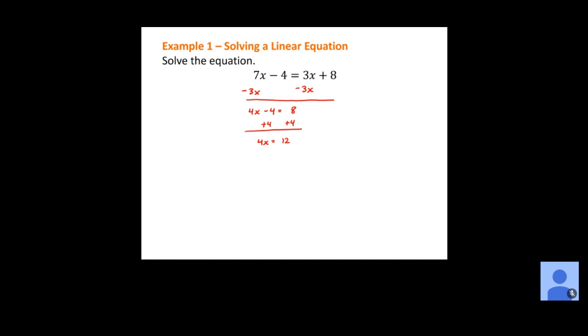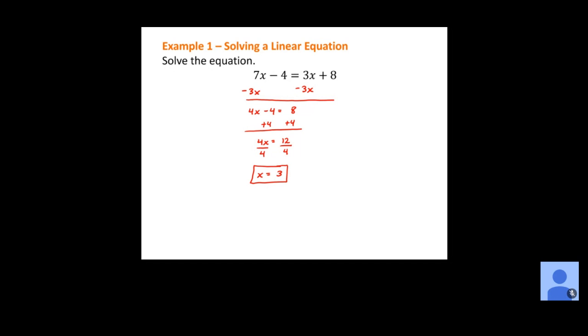At that point, all we have left is 4 times x is equal to 12. To get rid of multiplication, the inverse operation is division. So I need to divide both sides of this equation by 4. 4 divided by 4 gives us 1x, so we just have an x on the left, and 12 divided by 4 gives us 3. The solution to this equation is x equals 3.